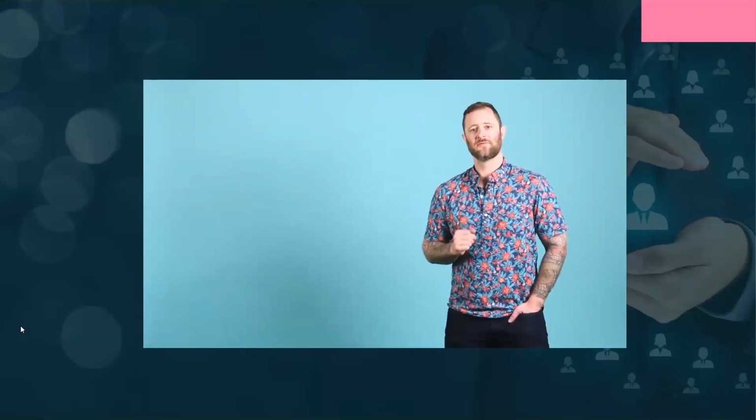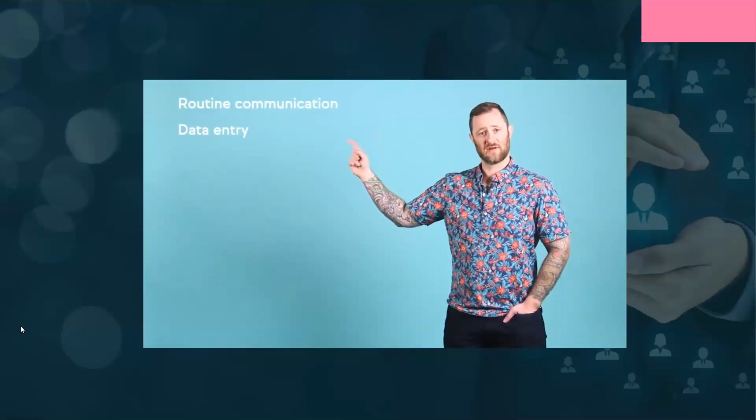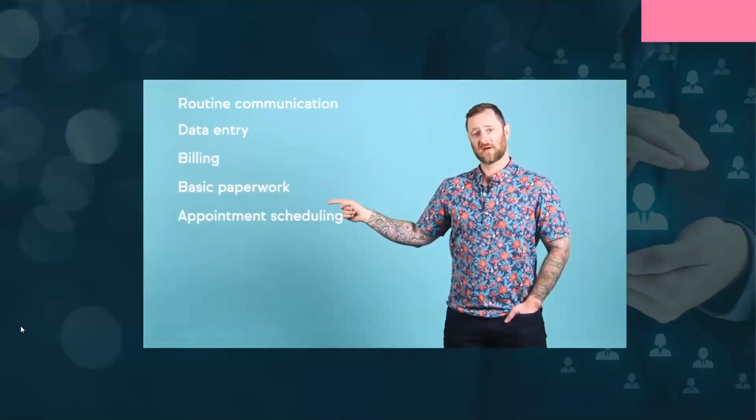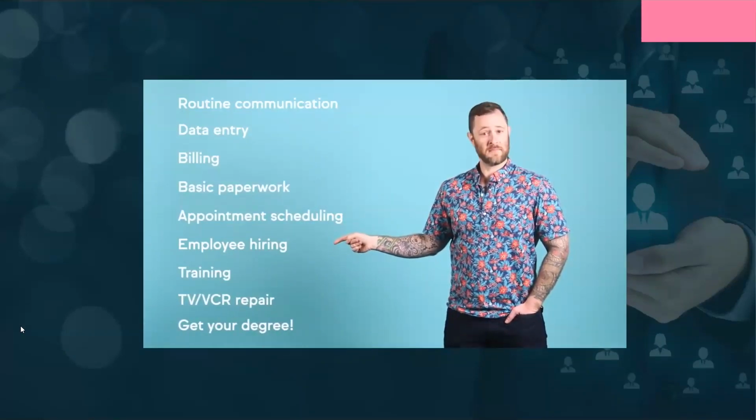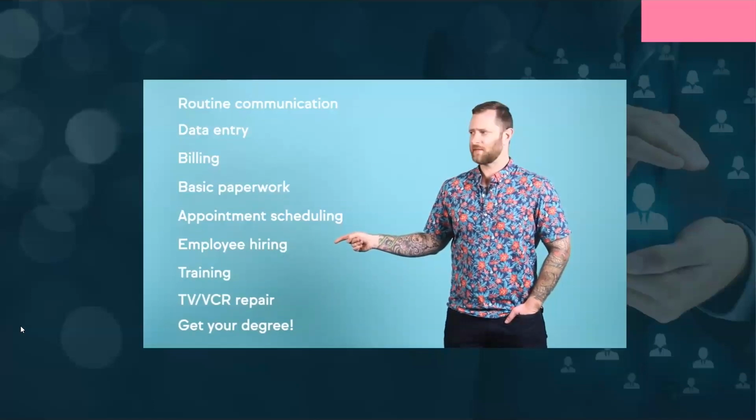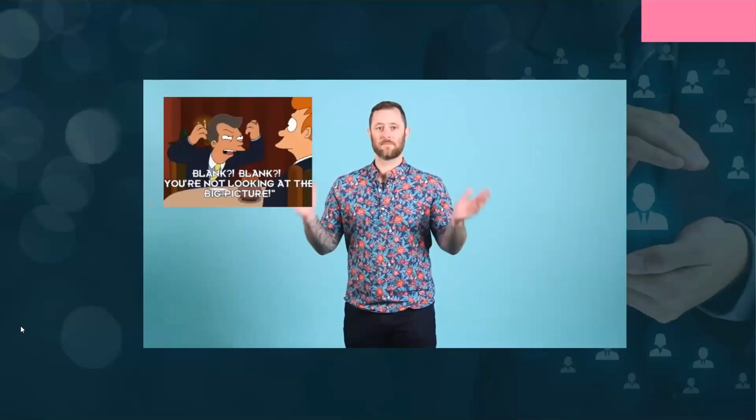Still unsure where to apply automation created by software like Keap? Here are just a few of the top performing areas being automated by successful small businesses as we enter 2020. Routine communication, data entry, billing, basic paperwork, appointment scheduling, employee hiring, training, TV VCR repair, or get your degree. You can major in business management or accounting. Wait, that's a different commercial. And as we've discussed, email campaigns, follow-ups, and customer journey monitoring. Once automations like this are in place, your existing team will be set up for success and freed up to focus on big picture ideas and decisions that can help grow your small business.